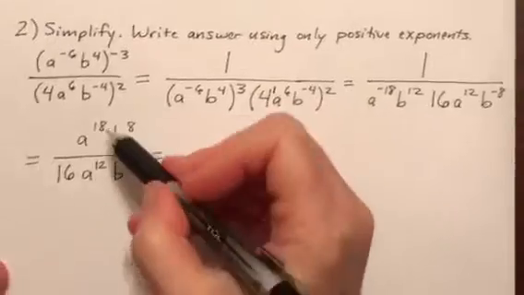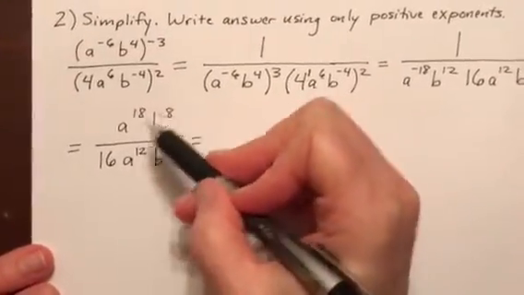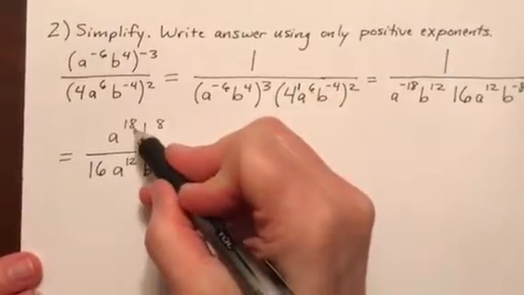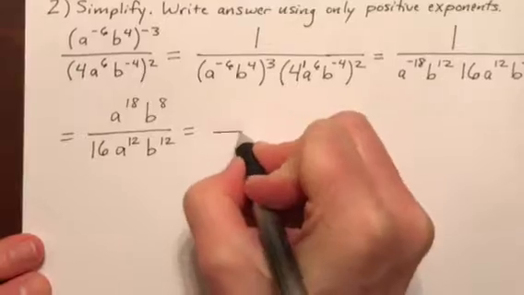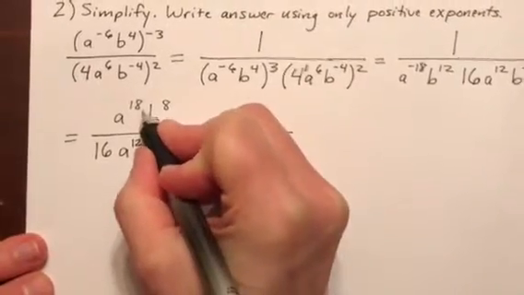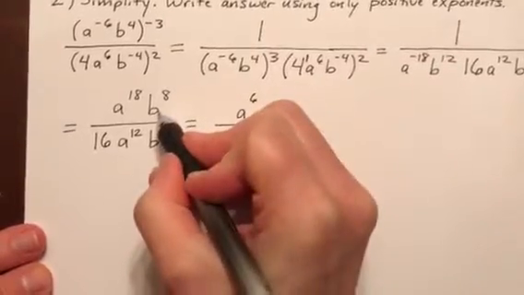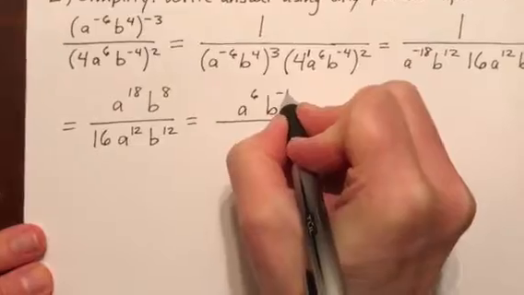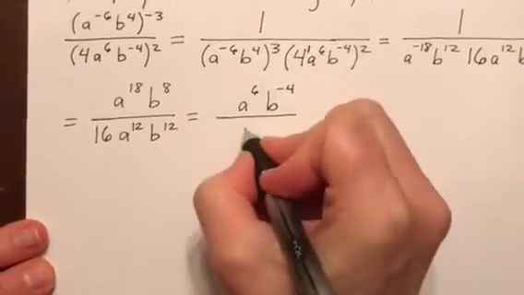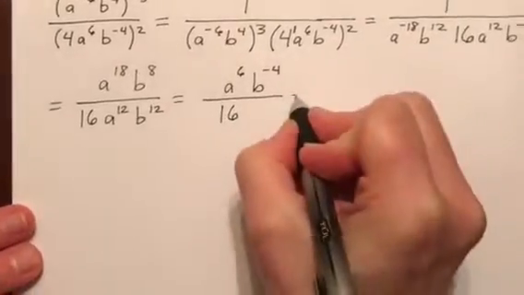Okay, now I have division of the a's and the b's, and so I can use my quotient rule, which says to subtract the powers and put the answer in the numerator. So a to the 18 minus 12 would be a to the 6th, and b to the 8 minus 12 would be b to the negative 4. Both of those in the numerator. I still have my 16 in the denominator.